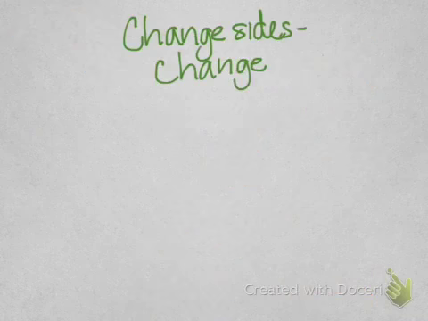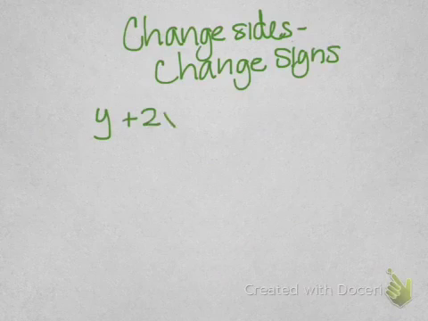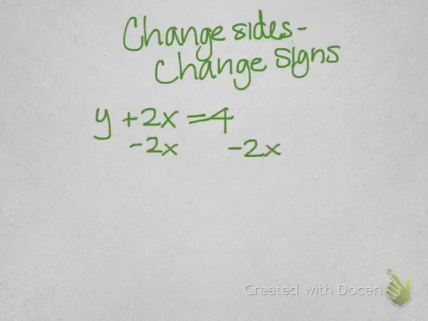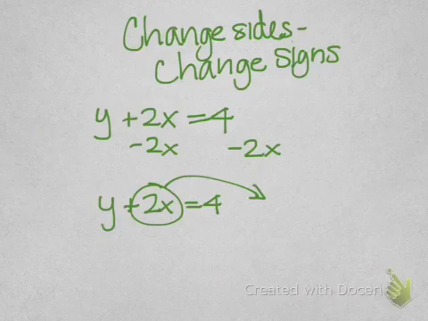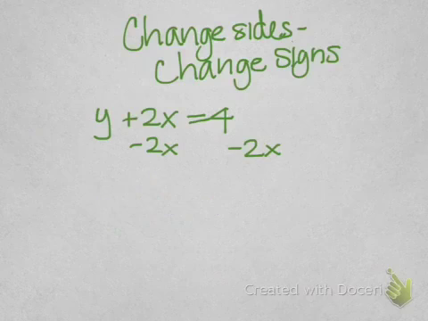Okay, one last piece. Change sides, change signs. I'm going to back up just a little bit. I got a little bit lost there. Okay, so when you have y plus 2x equals 4, you can subtract 2x from both sides, and we can tell that we'll get y equals 4 minus 2x.